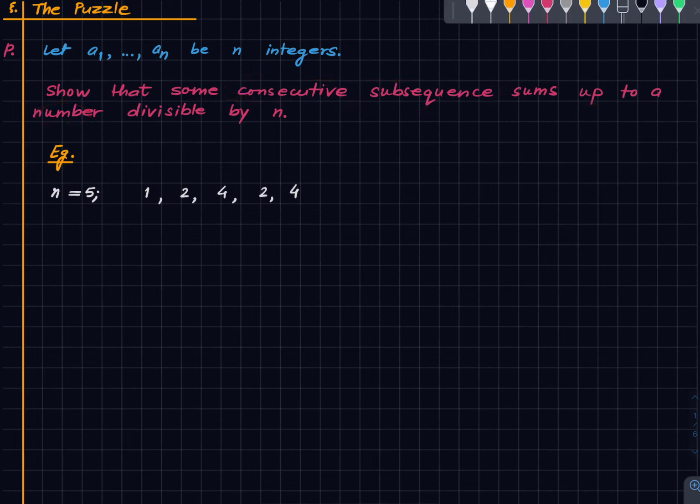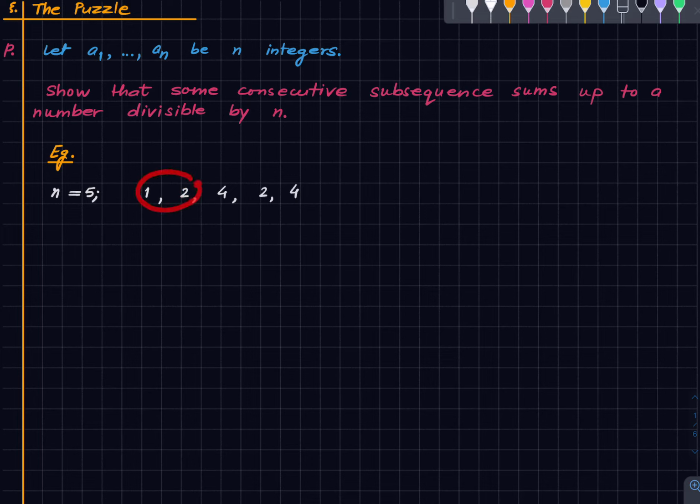So let's see an example to better understand what is being asked. We have n equals 5 and we have written some 5 numbers that come to mind immediately. Here we want to say that there is some consecutive chunk of numbers which sums up to a number that is divisible by 5. And a consecutive subsequence includes a single term. So this itself is a consecutive subsequence of length 1.